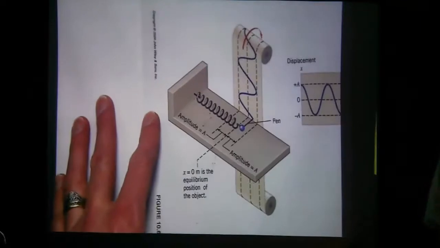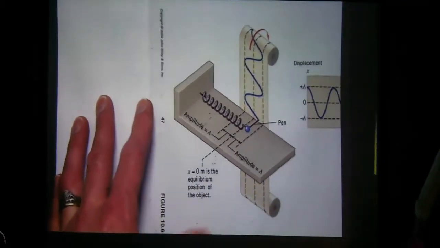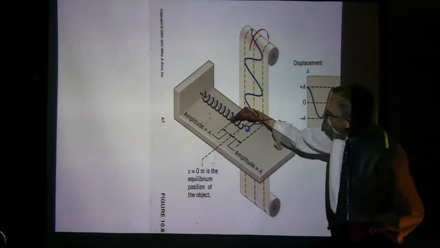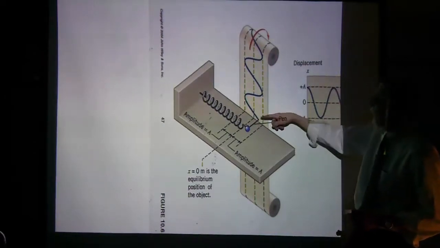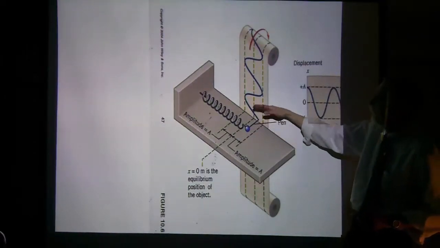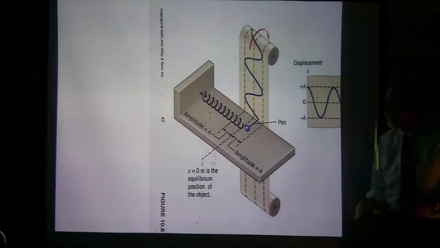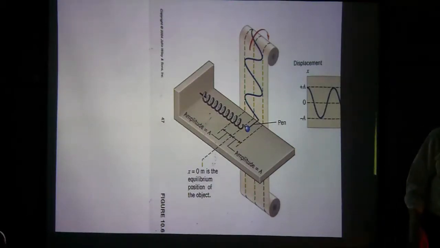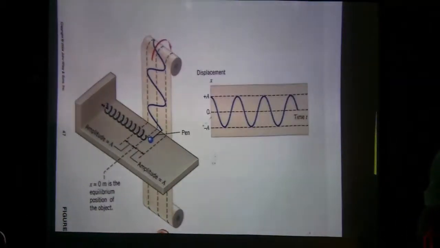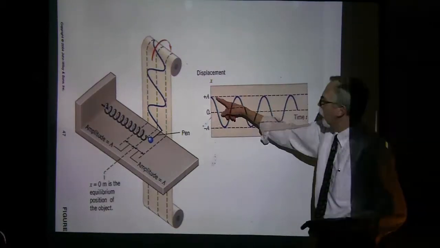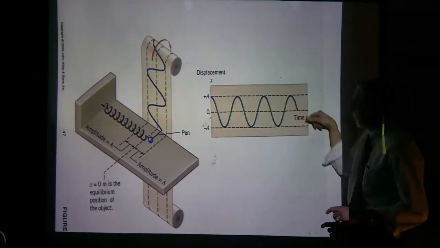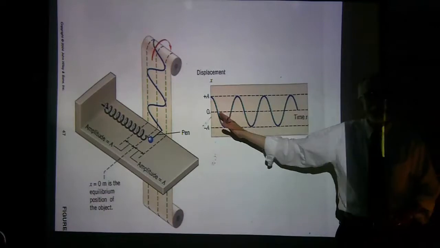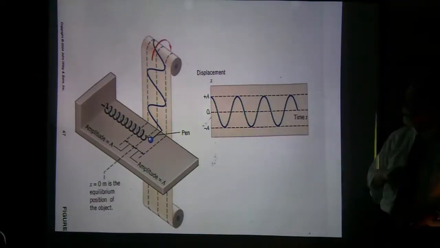So let's imagine we've got our oscillation like this. Our mass is going back and forth. Imagine maybe we had a pen attached to it and we had some graph paper scrolling by. What would this oscillation look like? Well, it would look something like this. Up and down and up and down. It basically looks just like a cosine wave, something like that.